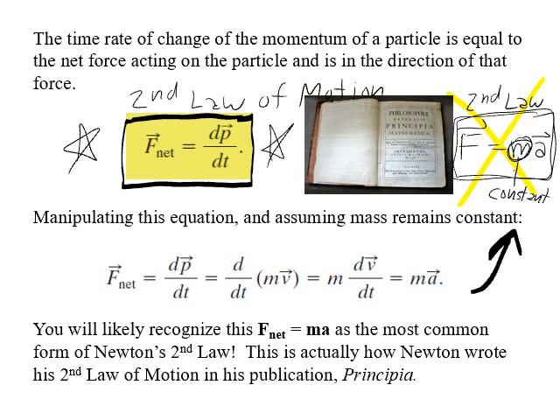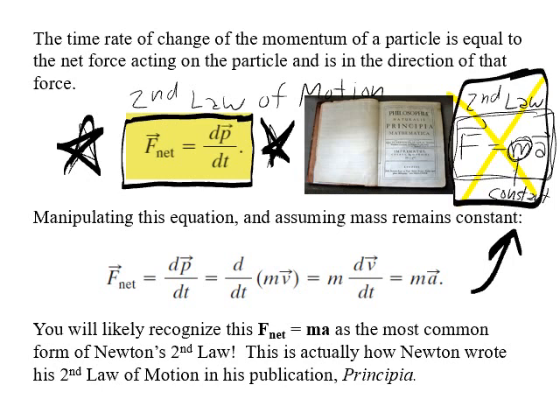But for right now, just recognize that this is the original form that Isaac Newton wrote his second law of motion in. And it works most of the time like this, but if we have a changing mass, we're going to need to do a little bit of additional work and understand that, and we'll get to that in our next lecture session. So have a great day, keep working hard.